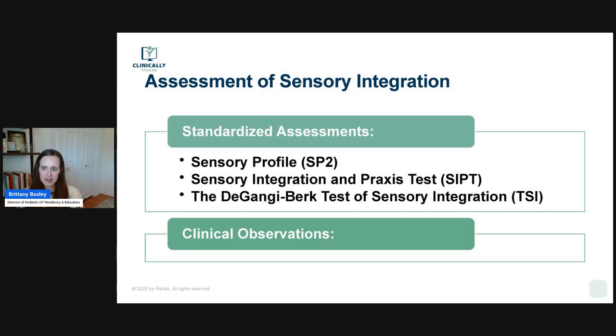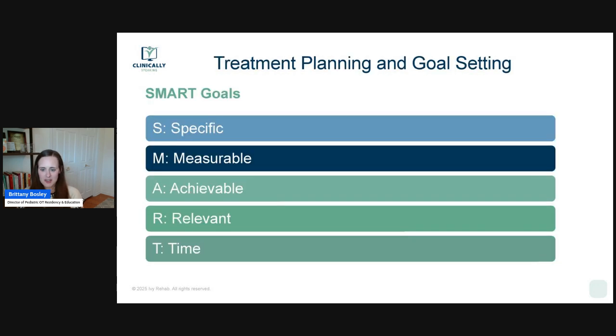So with sensory integration and some related interventions that we'll talk about soon, we do want to keep in mind that when we do treatment planning and goal setting, our goals remain SMART goals. SMART goals can be used to track progress, guide treatment plans, and ensure that therapeutic interventions are effective in improving our sensory processing skills. So we'll go through each step of the SMART goals for sensory integration.